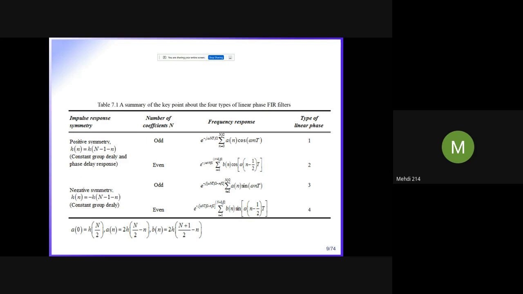Similarly, A of n and B of n equations are given. For the other case, type 2 and type 4, B of n is given as 2 into h of n plus 1 by 2 minus n. These are the mathematical terms or equations you must remember. You have no other choice. Is it clear? I want you to write them at least 10 times so that you can remember these 4 different types of FIR filters. Is it clear?